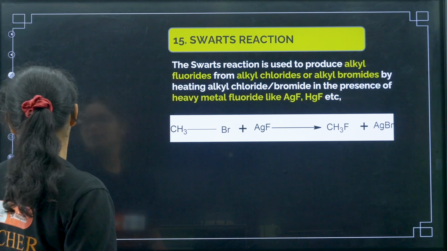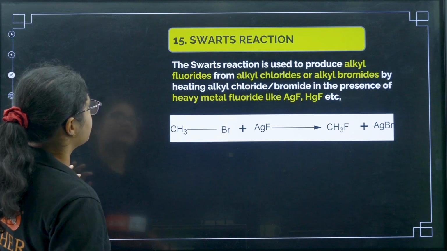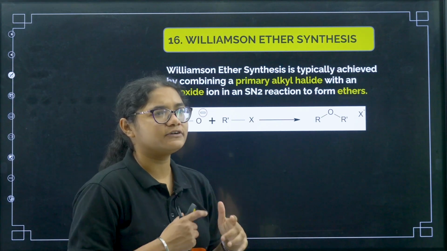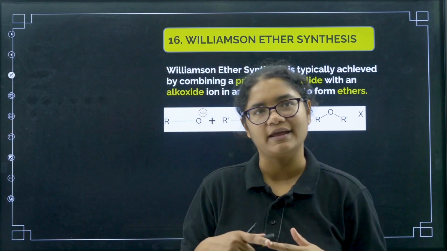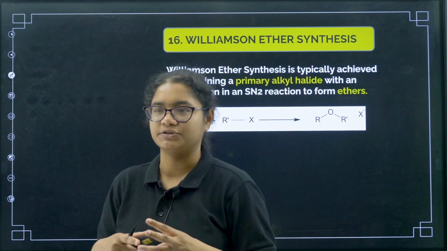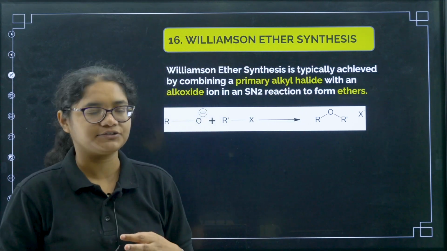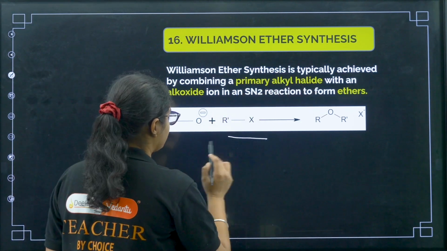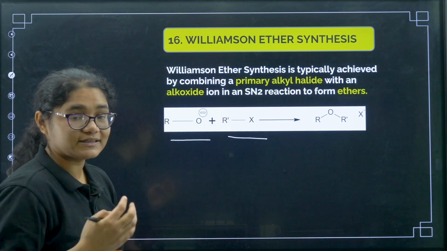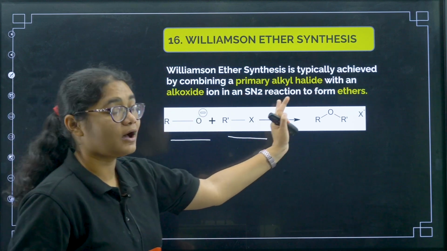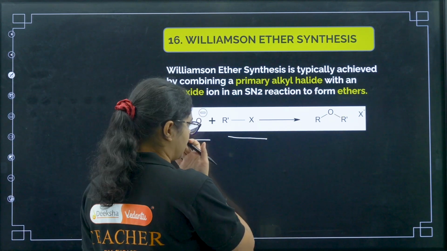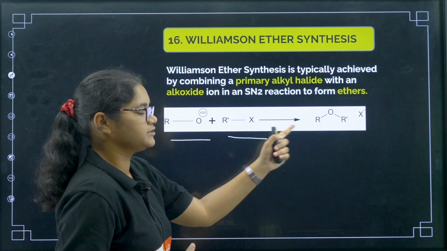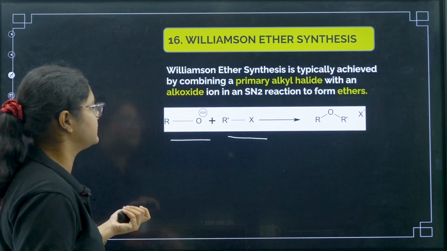Next, after Swarts reaction we have Williamson ether synthesis. After S, T we don't have any reaction, U no reaction, V no reaction, W we have reactions. So Williamson ether synthesis. Here one haloalkane and an alkoxide ion react to give you an ether. You should know that the reaction takes place at low temperature in dry atmosphere. Okay, Williamson ether synthesis.